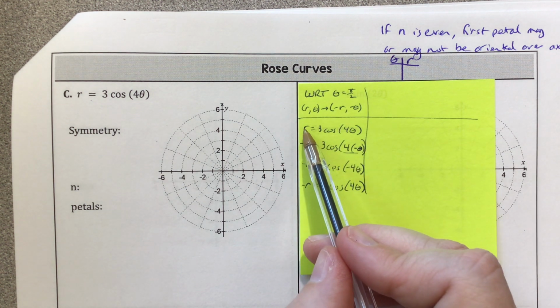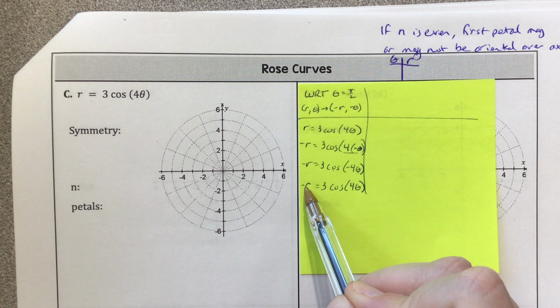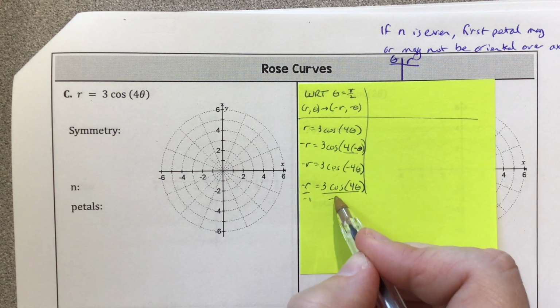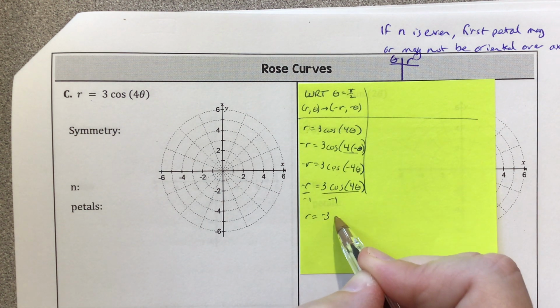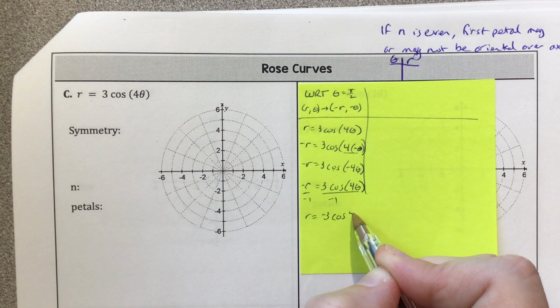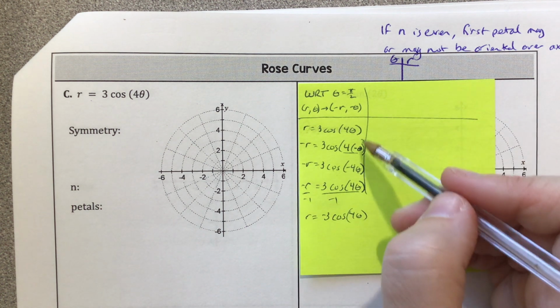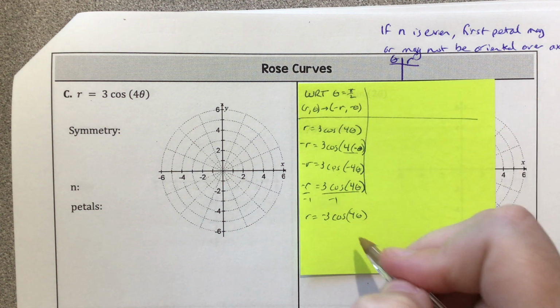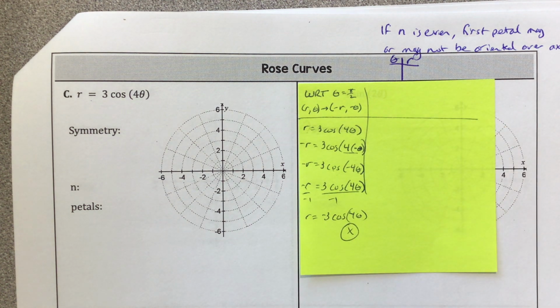We want to compare this to the original, which had a positive r. So why don't I multiply or divide both sides by negative 1? I get r is equal to negative 3 cosine of 4 theta. That does not look like the original equation, so it did not pass this test. So this means that this graph may or may not have symmetry with respect to theta equals pi over 2. It didn't pass the test, so I can't use symmetry to help me graph, but we'll see when we get to the end whether or not it really did have this kind of symmetry.